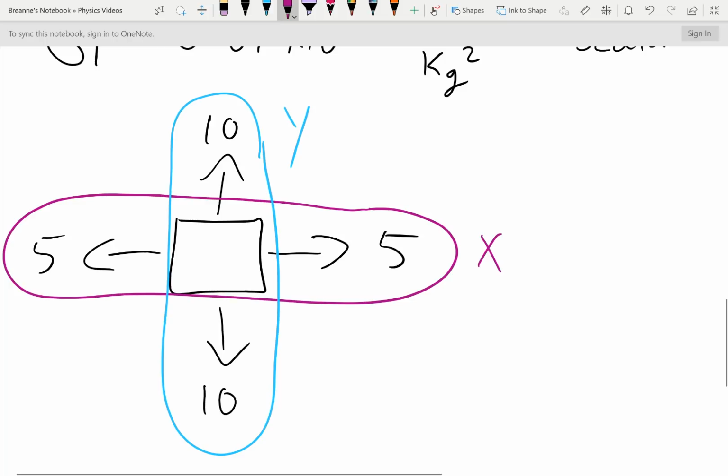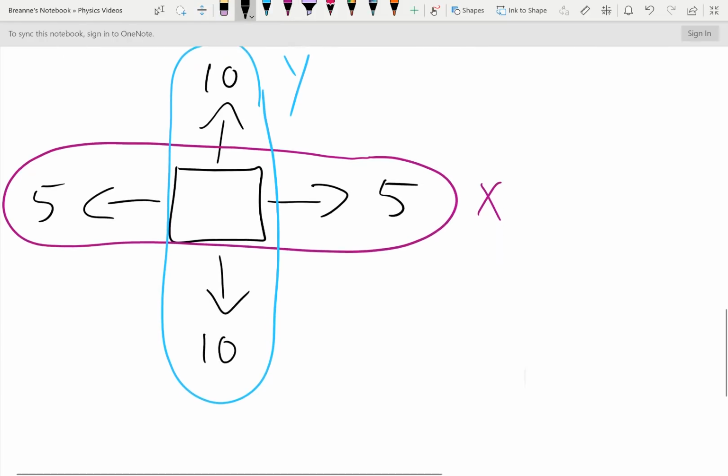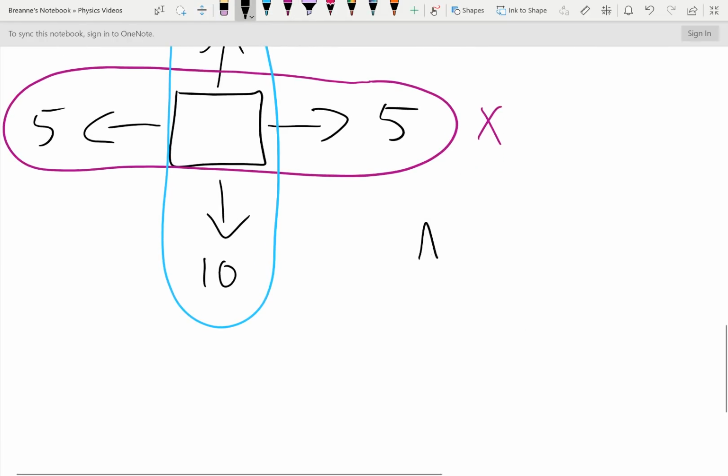This object could be doing two things. It could be doing A, resting. That means it's not moving at all, so it makes sense that there's no acceleration. Or it could be moving at constant velocity.